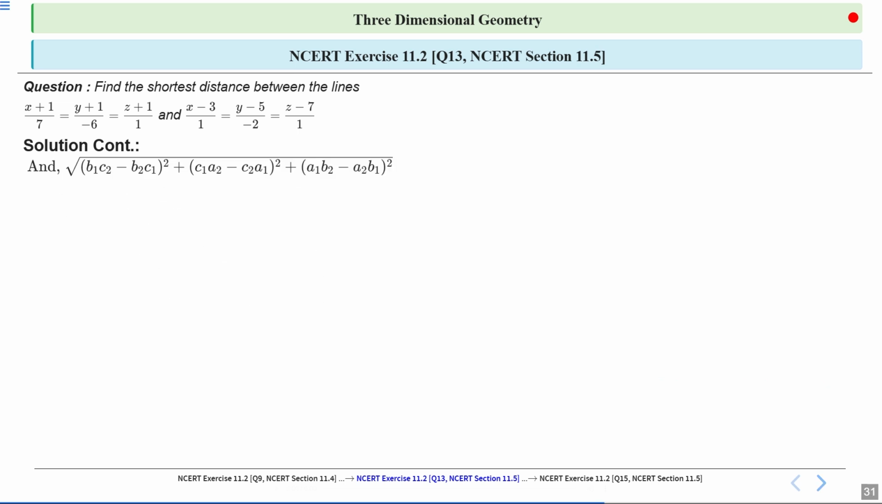And we can find the value of the square root of b1 c2 minus b2 c1 whole square plus c1 a2 minus c2 a1 whole square plus a1 b2 minus a2 b1 whole square. It is equal to the square root of minus 6 plus 2 whole square plus 1 plus 7 whole square plus minus 14 plus 6 whole square, which is equal to the square root of 16 plus 36 plus 64, which is equal to the square root of 116. Got it? Which will be equal to 2 root 29, right?